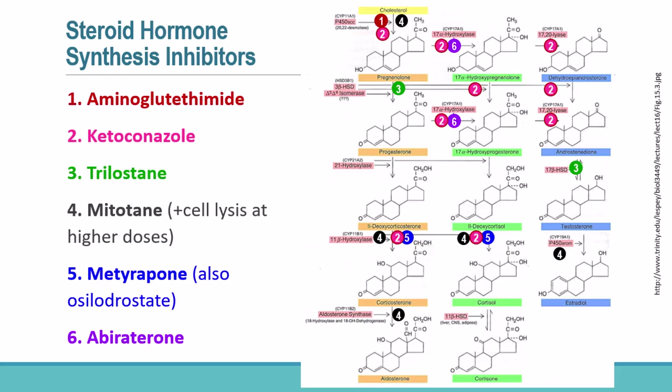Aminoglutethimide blocks early steroid synthesis. Ketoconazole inhibits multiple CYP enzymes. Trilostane inhibits 3-beta-HSD. Metyrapone and osilodrostat inhibit 11-beta-hydroxylase. Abiraterone inhibits 17-alpha-hydroxylase (CYP17). Mitotane inhibits some enzymes at low doses but becomes adrenal cytotoxic at higher doses and causes adrenal cortical cell destruction.